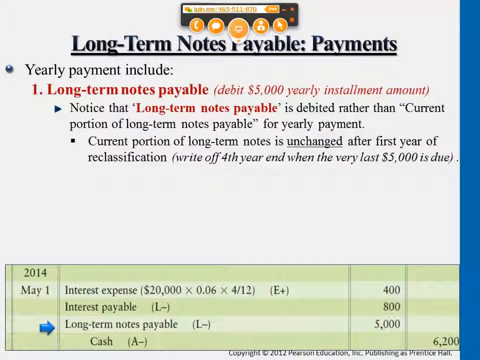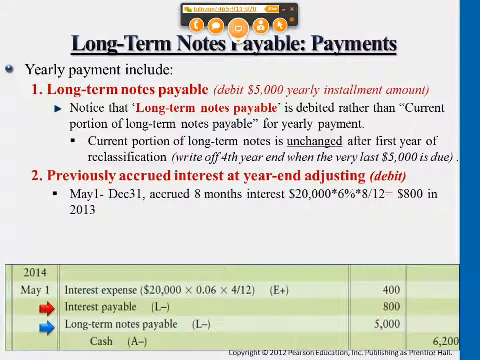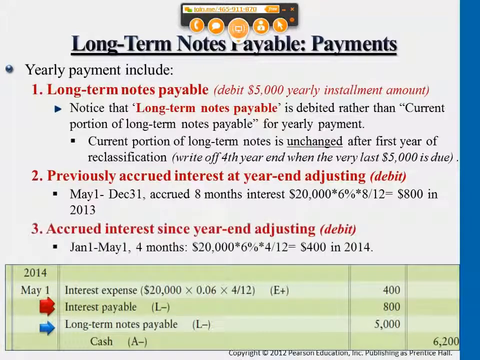Okay, you're paying off actually the part, $5,000, and you're paying a year of interest, altogether $6,200. Okay, $5,000 belongs to the installment principal amount. Part of the interest was accrued last year. Part of the interest was accumulated this year.